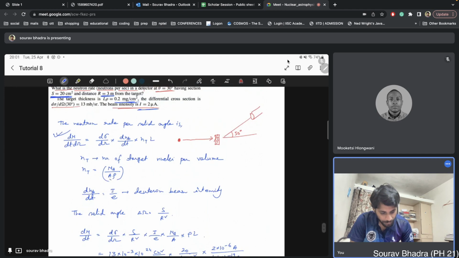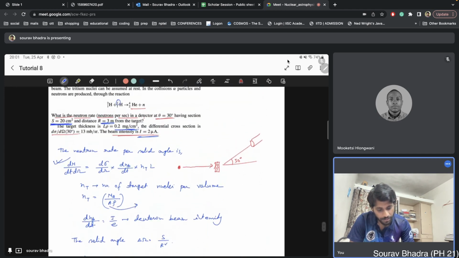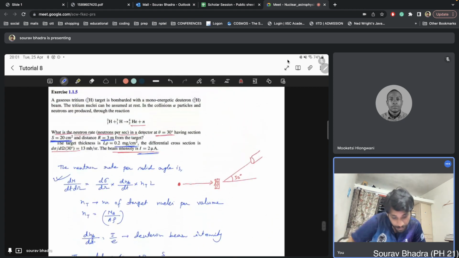So here I forgot to mention that A is actually the mass number of the target nuclei, which was 3 for our problem. If you put all these values, you will get 1.4 times 10 to the power minus 3 per second. So this is the number of product, which is neutron, that is captured by the detector, which is placed at an angle of 30 degree from the center of the reaction. So this type of problem you may also face.